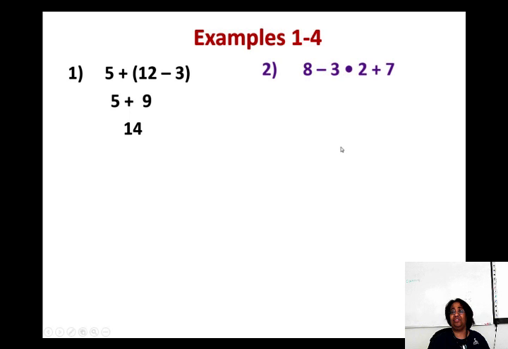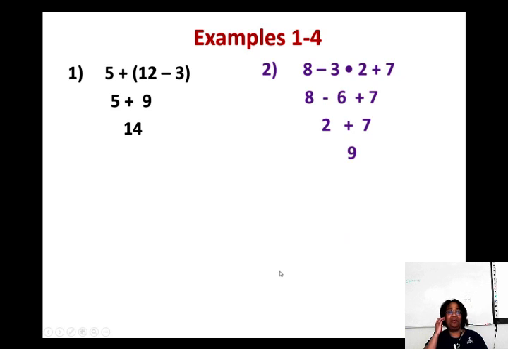Problem 2, what should I do first? I have 8 minus 3 times 2 plus 7. 3 times 2. So I need to do the 3 times 2 first. So I'm going to go 8 minus 6, because 3 times 2 is 6. Plus 7. Then I'm going to subtract the 8 and the 6. I get 2 plus 7. And then 2 plus 7 is 9.